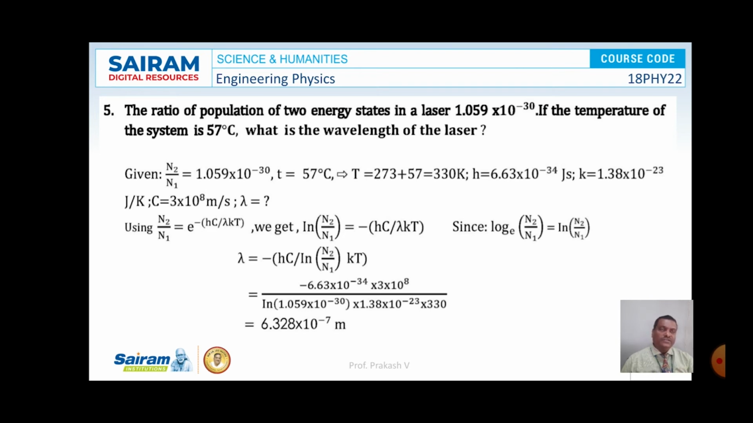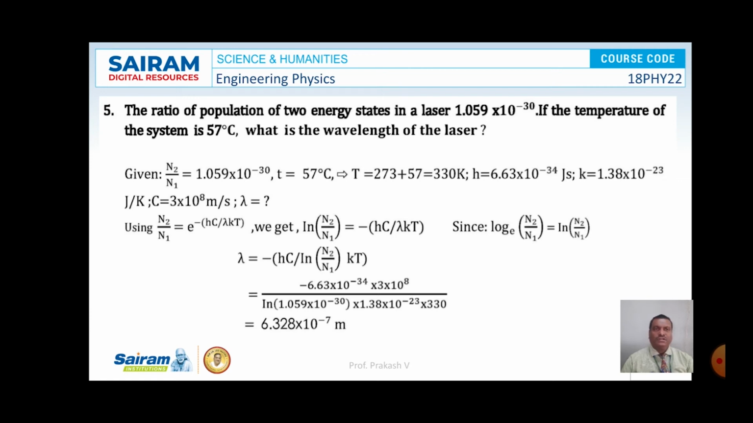Kelvin, and h is 6.63 into 10 to the power minus 34 joule second, and k is 1.38 into 10 to the power minus 23 joules per Kelvin, and velocity of light is 3 into 10 to the power 8 meter per second. So what is the value of lambda? That is the wavelength of laser.